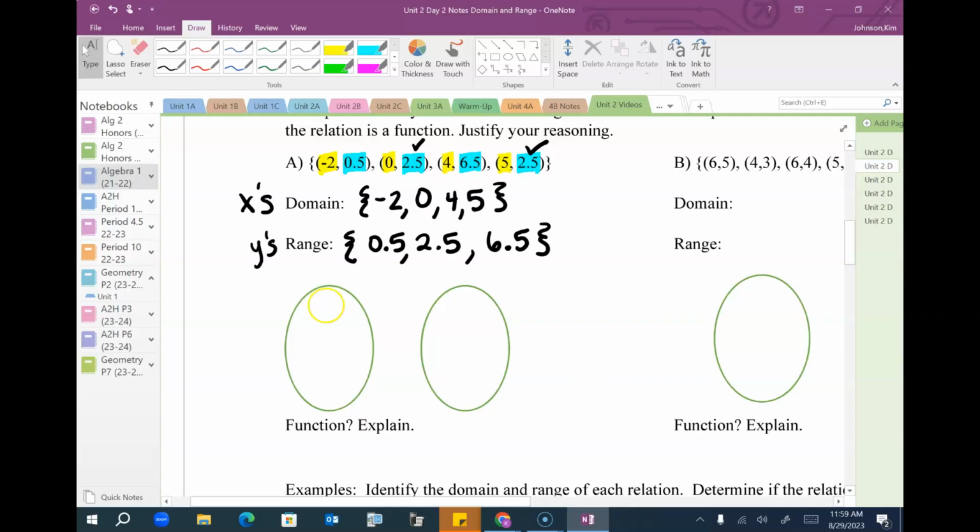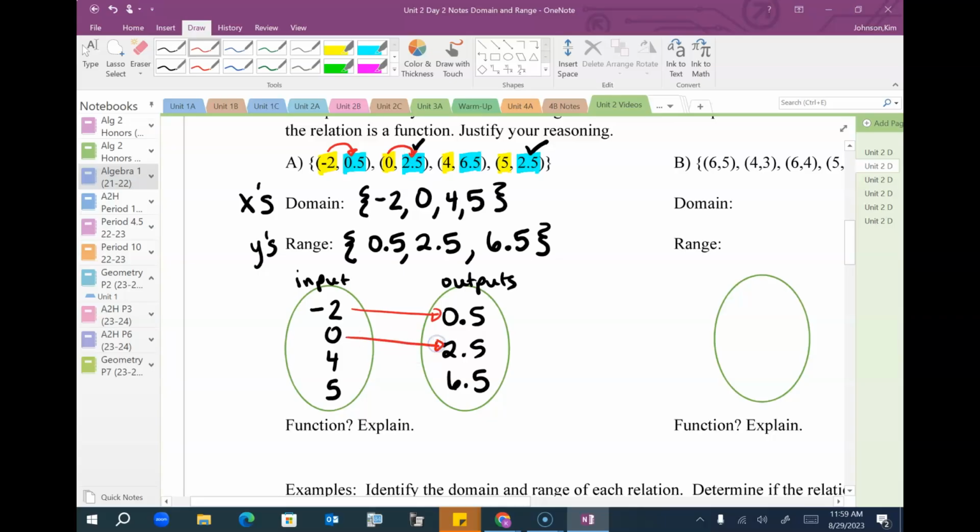Again, we can make a mapping of this. So we would put all of our inputs, -2, 0, 4, and 5, in the left circle. And we can put all of our outputs, 0.5, 2.5, and 6.5, in our right circle. To draw the mapping, we would take -2 and send it to 0.5 because in the ordered pair, -2 goes to 0.5. 0 goes to 2.5, so we draw an arrow there. 4, we draw an arrow from 4 to 6.5. And then for 5, we're going to draw an arrow back to 2.5.